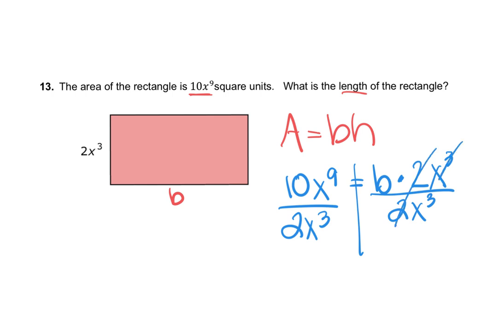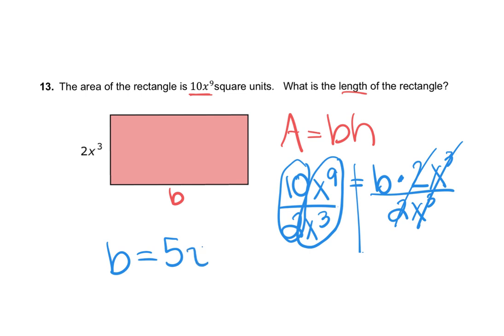And then these cancel out. And so our base then is equal to 10 divided by 2, which is 5. X to the 9th divided by x to the 3rd, remember you're subtracting the exponents, is x to the 6th. So that's how we would find a missing side length given the area.